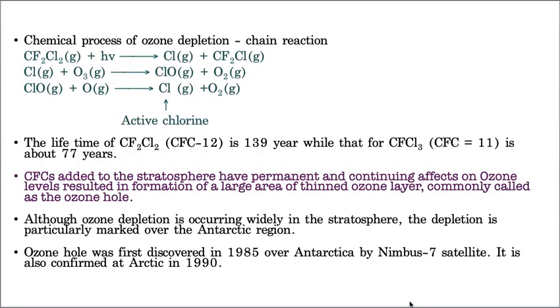The chemical process of ozone depletion is a kind of chain reaction. Now, the chlorofluorocarbons, when they react with the UV rays, especially with the sunlight, convert into chlorine. Now this chlorine reacts with the ozone, and converts it into chlorine monoxide and oxygen, and this chlorine monoxide, when it is joined with a free oxygen atom, converts into chlorine and oxygen. So this is a chain of reactions by which the ozone layer is getting depleted.